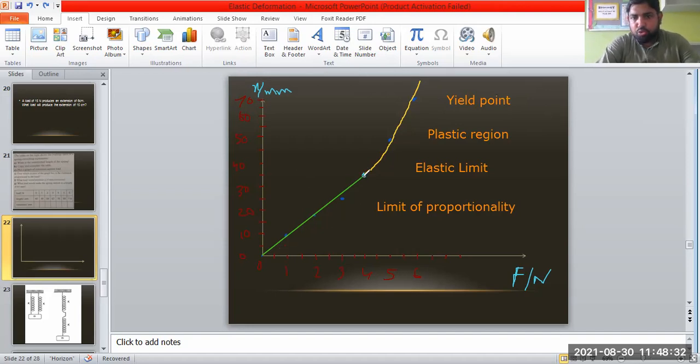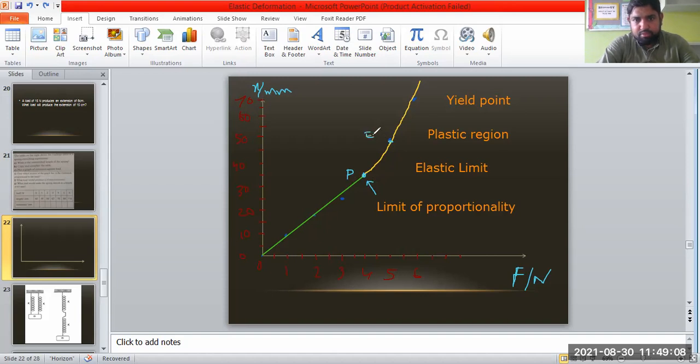What happens is that at first you have a proportional region, till you have a straight line. That tells you that two quantities are proportional to each other, or the ratio of those quantities will remain the same, or you can say that the gradient of this graph will be constant till this point. So this is the limit of proportionality. I call it P, for example. Then we have an elastic limit, which I call E, for example.